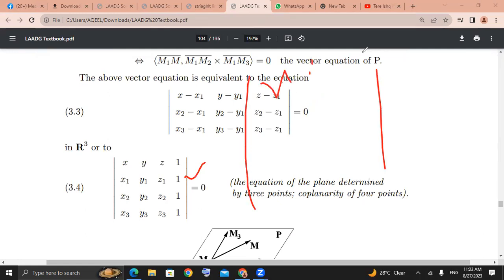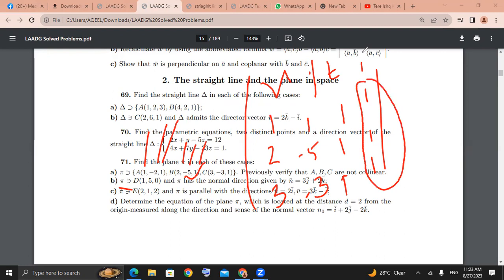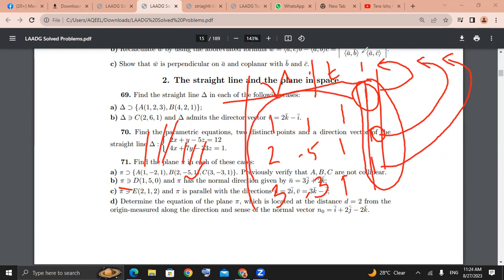So it's x, y, z as it is, and 1, 1, 1 as it is. This is x naught, this is y naught, this is z naught, and then x1, y1, z1: 2, -5, 1, 3, -3, 1. Now we have to make these entries 0. How can we make these 0? If I subtract the second row from the first, I get 0 here. In a similar way, if I subtract this from this, I also get 0. And when I subtract this from this, I also get 0. Then I expand along this row and column. I got this matrix, and its determinant determines the equation of the plane. Is it clear? Yeah.